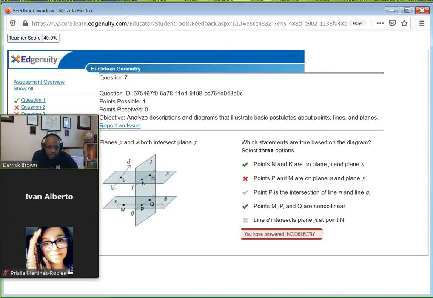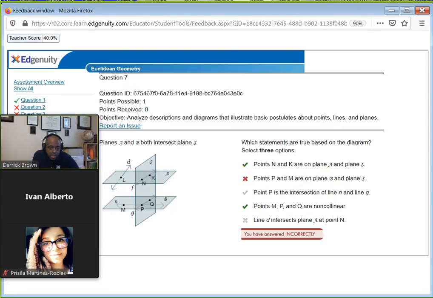Point P is at the intersection of line N. Line N. Where's line? Okay, this is line N. This is line G. Okay, and P is at the intersection of N and G. I believe that. And then points M, P, and Q are not collinear. Okay, that's true. M and P are on line N. Q and P are on line G.